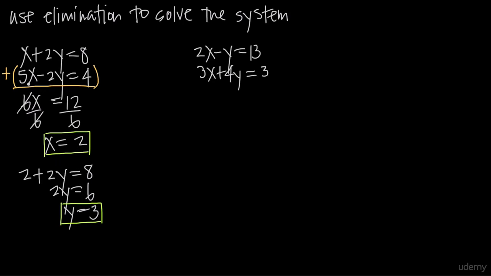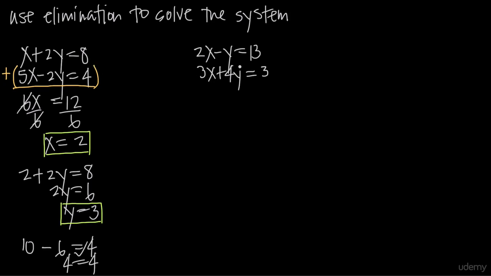So plugging x equals 2 in for x here, we get 5 times 2, or 10. Plugging y equals 3 in right here for y, we get minus 2 times 3, or minus 6, so 10 minus 6 equals 4. Well, 10 minus 6 is 4, so we get 4 equals 4, and that checks out. So we know that this solution, (2, 3), is a solution to this system of linear equations.